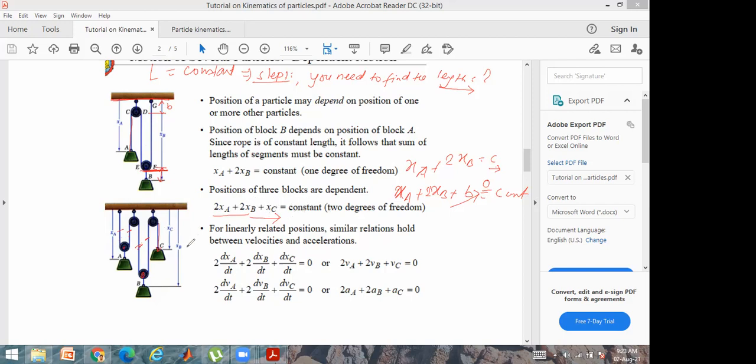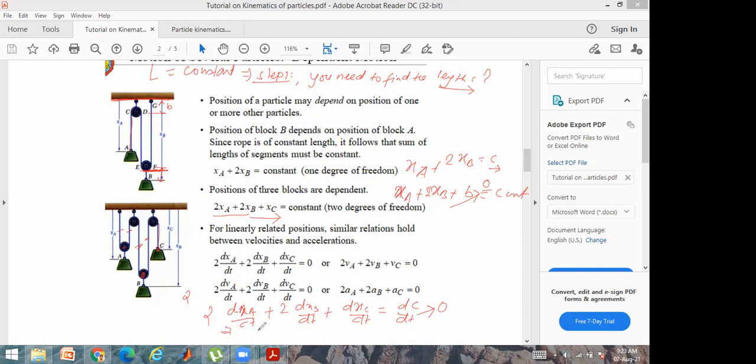So what do you need to do? You need to find the derivative. So to find the derivative, 2 dXA by dt plus similarly 2 dXB by dt plus similarly dXC by dt is equal to a constant. That means dC by dt, so dC by dt of a constant will be equal to 0.